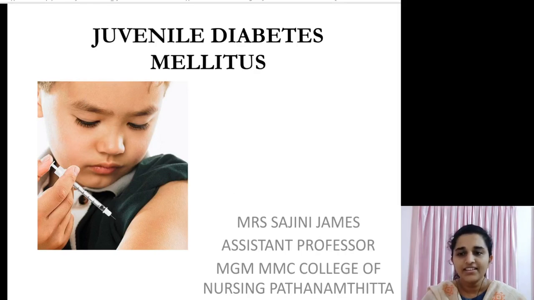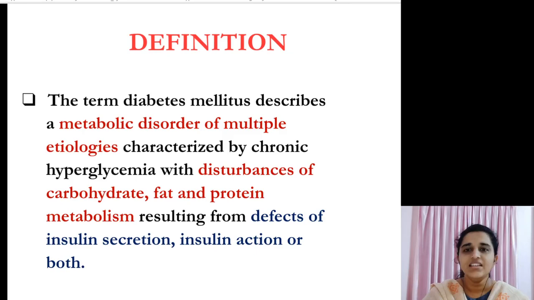Good morning, dear students. In this session, we'll be seeing about juvenile diabetes mellitus or diabetes mellitus in children. So first of all, I want to introduce the topic diabetes mellitus to you. We'll see the definition of diabetes mellitus.